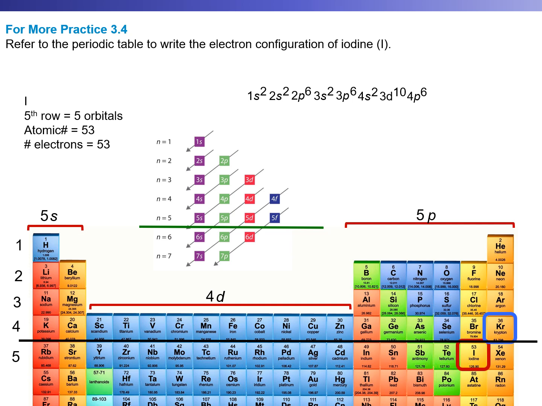And then we're going to start here in the 5th row, and we're going to be filling in 5s2 and 4d10. And then here we are in 5p, and we're going to be filling in 1, 2, 3, 4, 5 electrons for 5p. All right. Now we knew a moment ago when we got to 4p, we were basically talking about krypton, which means that if we'd wanted to do that shorthand notation, we could have just simply written out krypton and then gone to row 5 and filled in 5s2, 4d10, and 5p5.